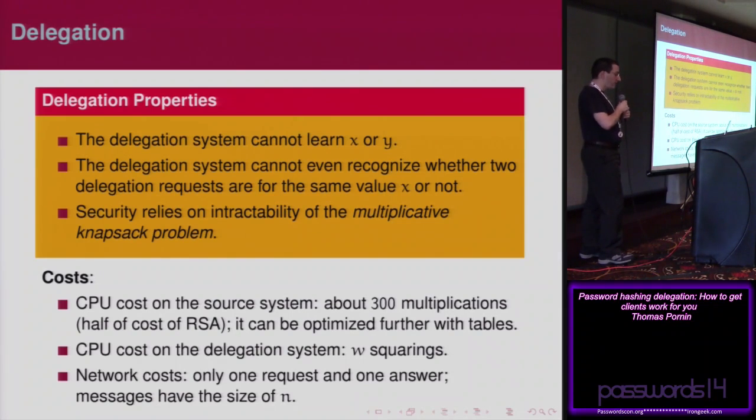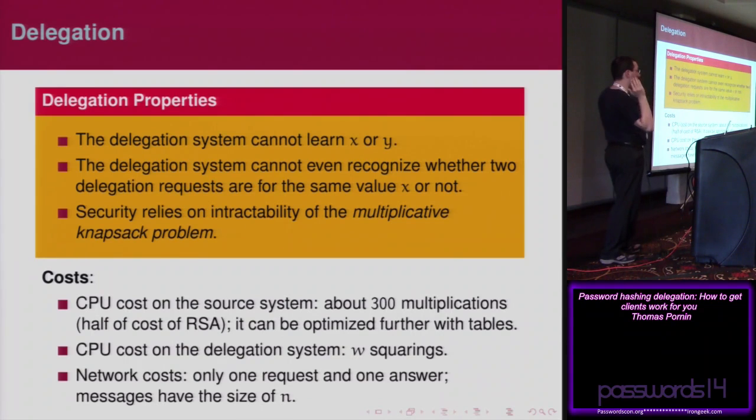So with that, the delegation system, which was called B in the previous slide, will not learn X, and X is the squared, padded password, so we really don't want to show it. It won't learn the Y value either, which is the result of the hash. So it learns nothing which can be used to run an offline dictionary attack. So you can delegate the work to just anybody.